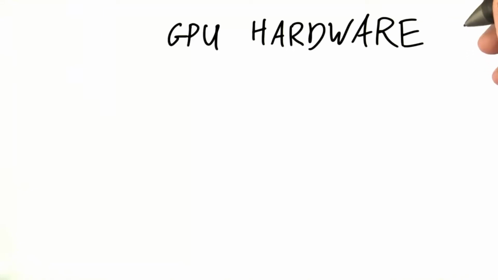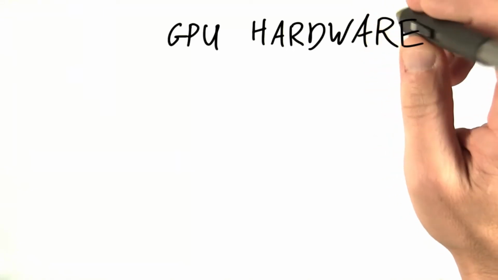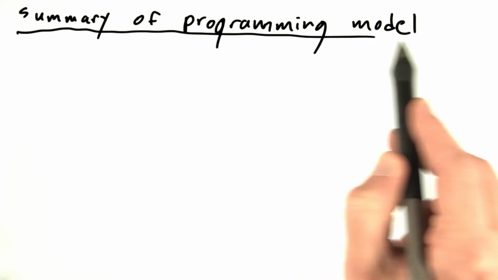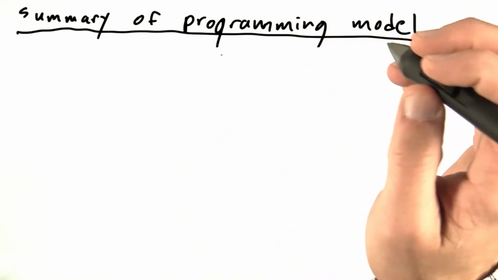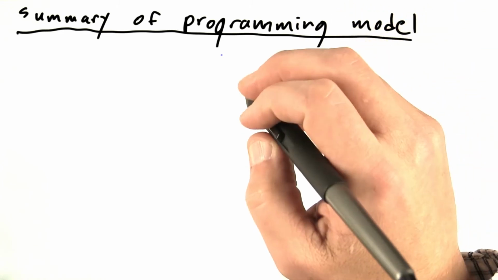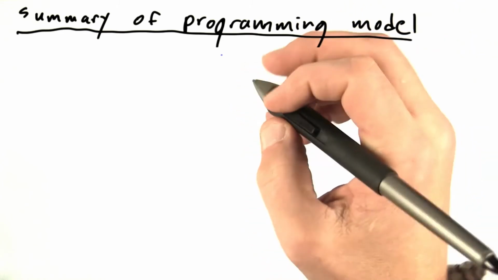In this lecture, we're going to talk about GPU hardware and how that affects the programming model. So let's summarize what we've learned so far about the GPU programming model and start adding to it. In our last lecture, we learned about the programmer's view of the GPU, and I'm going to summarize that and then start adding some more details to it.